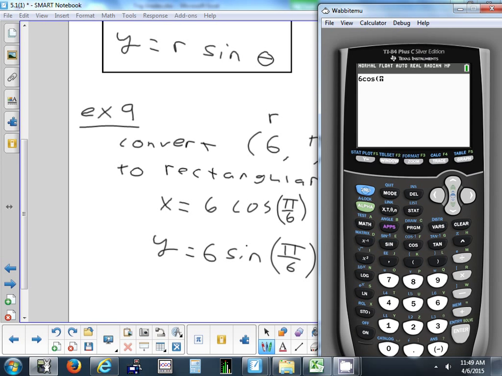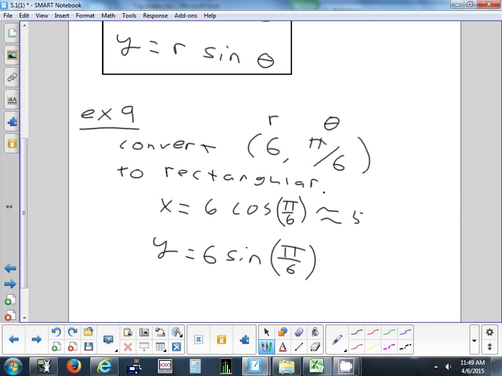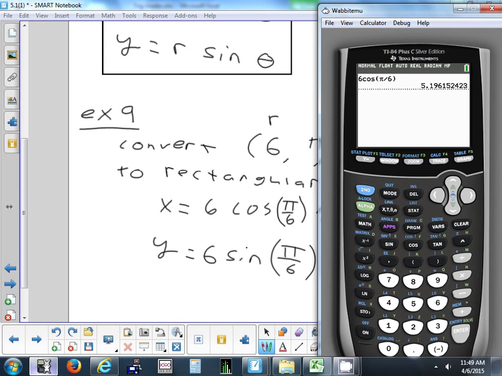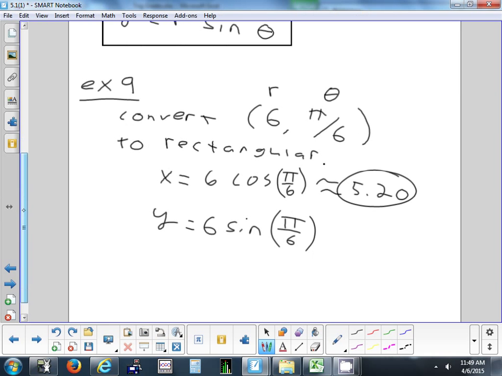6 cosine pi over 6 comes out to 5.20. That's x. Many times, depending on the value, the answer doesn't come out nice. And y? 6 sine pi over 6. That one comes out nice. We get 3.